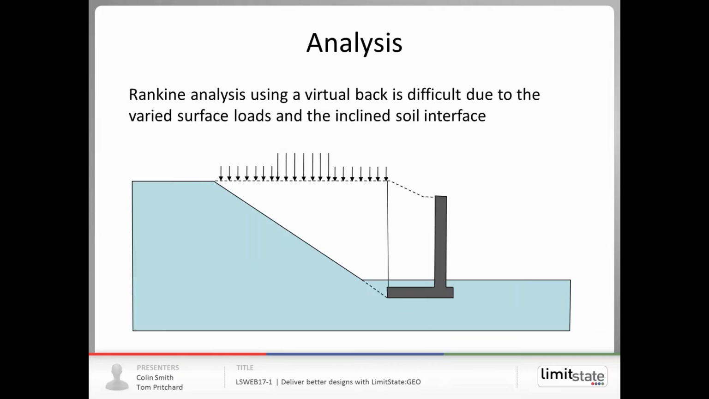Now, if we're going to do this by a sort of traditional hand calculation approach, we might put a virtual back on the retaining wall here and then use perhaps Rankine's earth pressure theory. However, that is complicated by the fact that we don't have a uniform surcharge, so we don't know so easily what the relative contribution of the different loadings are. It's also complicated by the fact that we have this interface between weaker and stronger material. It's not clear whether that earth pressure distribution is going to be influenced by the presence of the weaker material behind.